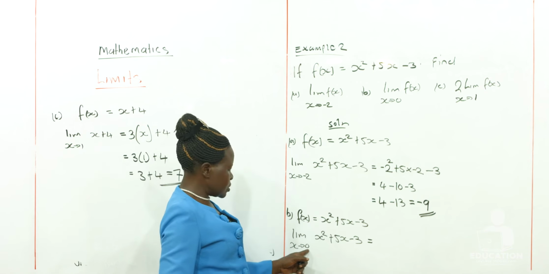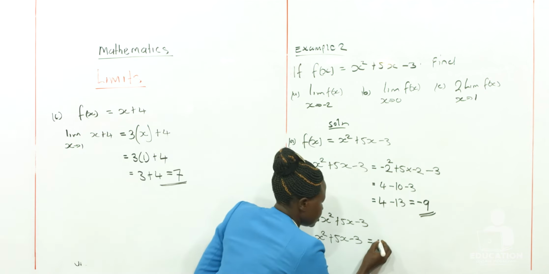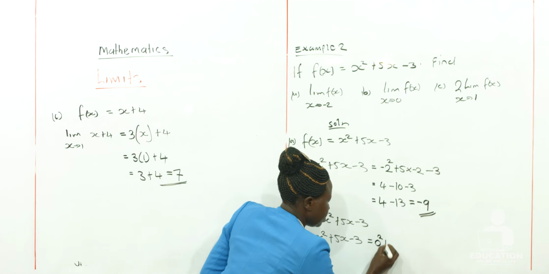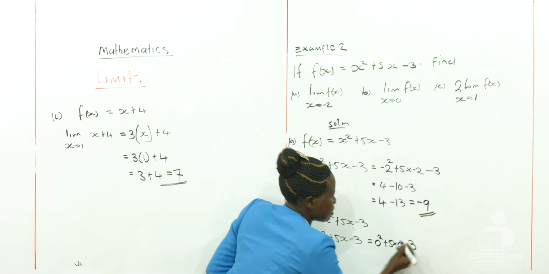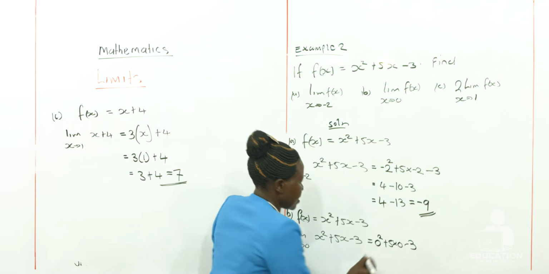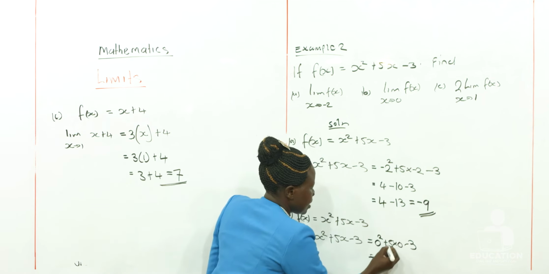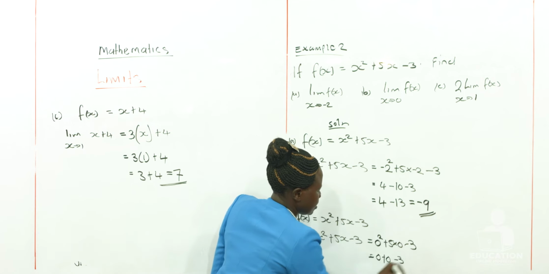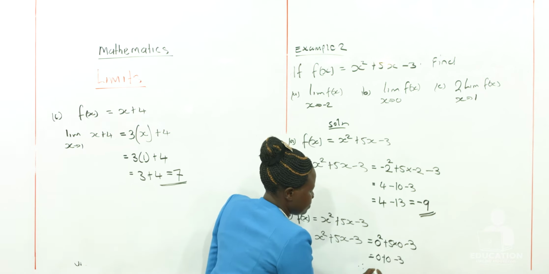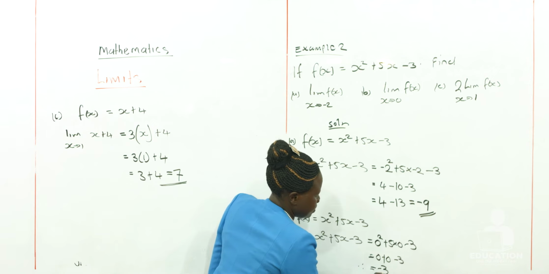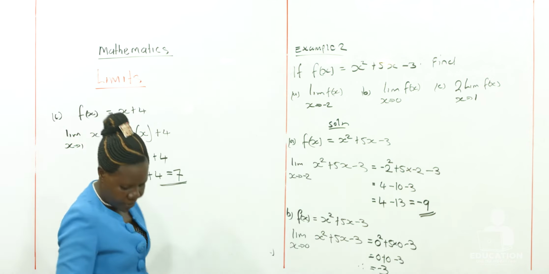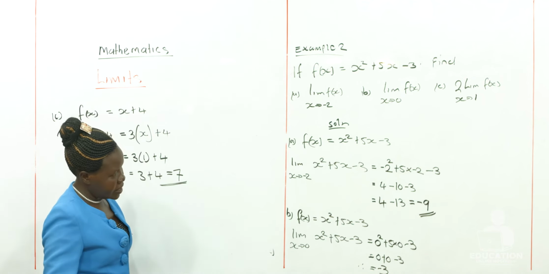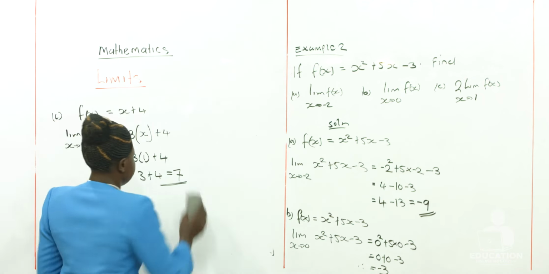So when we are substituting x with 0, you say it is 0 squared plus 5 times 0 minus 3. So 0 squared will give us 0, and then 5 times 0, we get 0, and then minus 3. So our answer will be negative 3. So that is our answer. Then look at part C of that question.